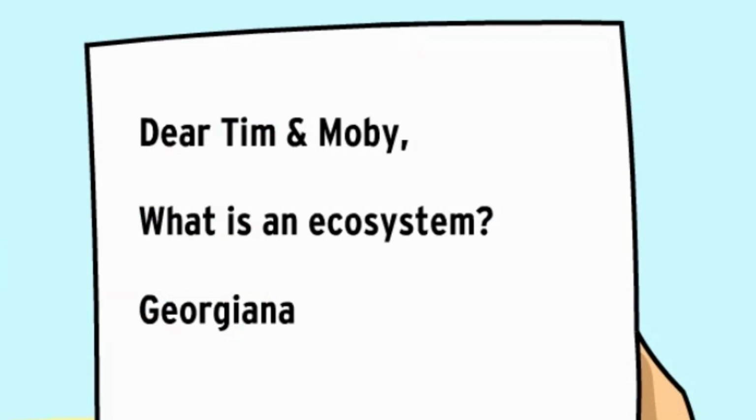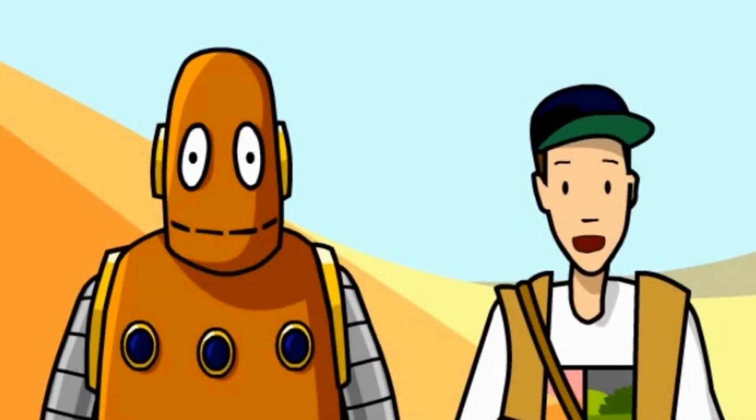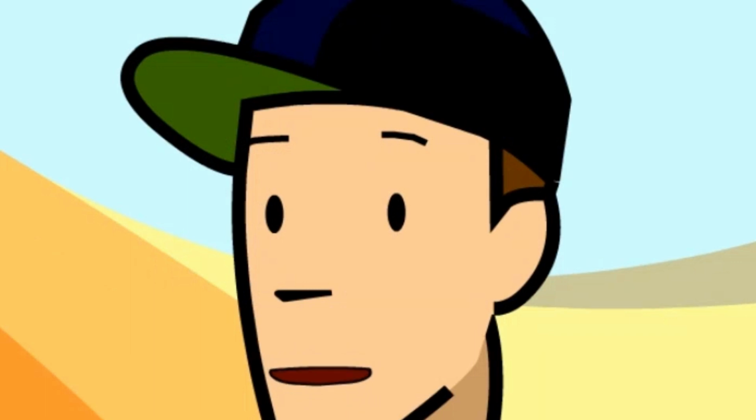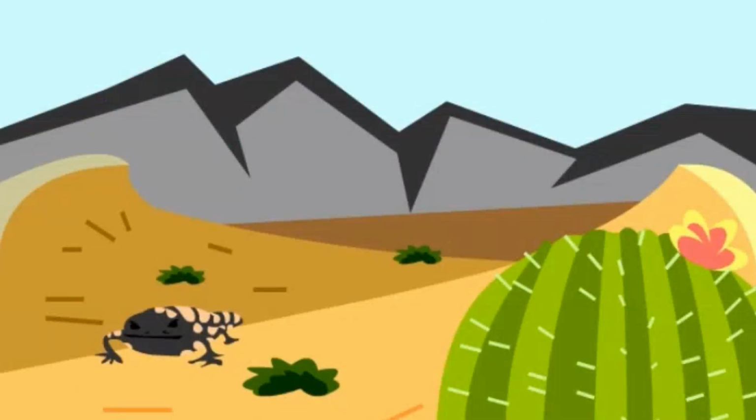Dear Tim and Moby, what is an ecosystem? From Georgiana. Well, this desert is an ecosystem. It's made up of living and non-living things that interact with each other. Lots of times, ecosystems are categorized by the amount of rainfall and sunlight they get and the condition of the soil. Deserts don't get much rain, so they have very little water. Plants and animals that live in the desert have to be able to survive without water for long periods.